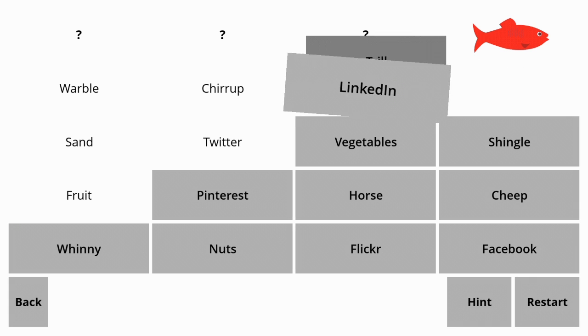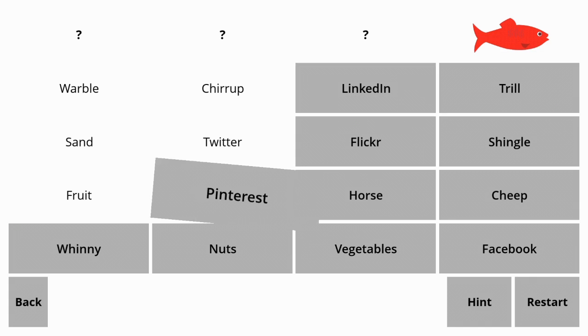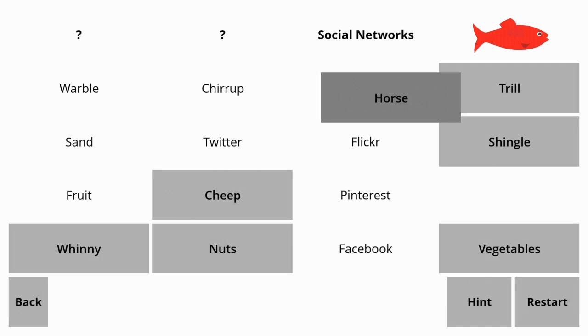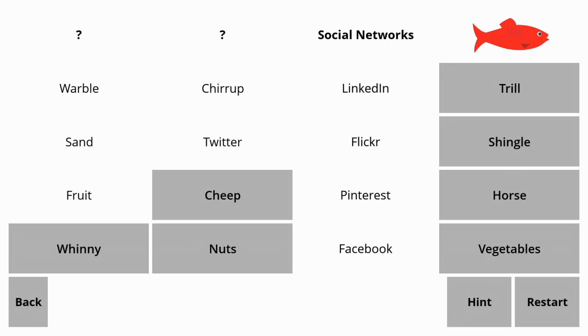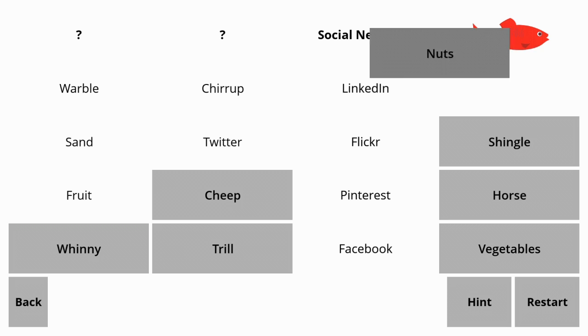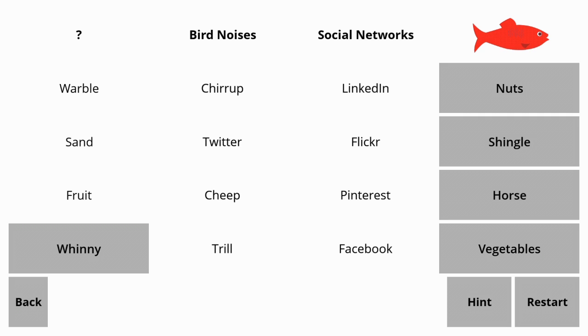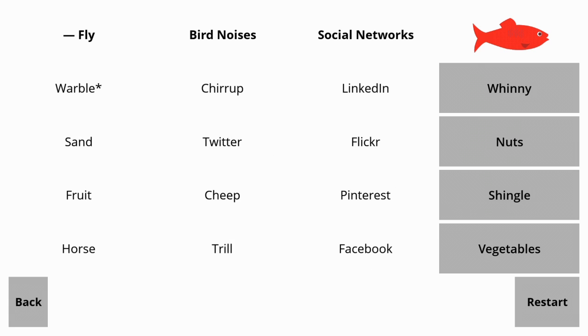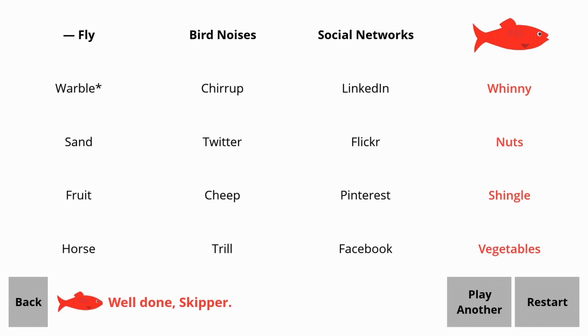So, let's go and finish these other sets. LinkedIn, Flickr, Pinterest, Facebook, chirrup, Twitter. Okay, they put Twitter in there. Cheap and trill. Warble, sand, fruit, and I don't know what this set is, so I'm just going to try them at random. Okay.